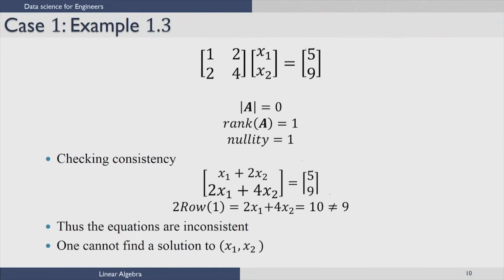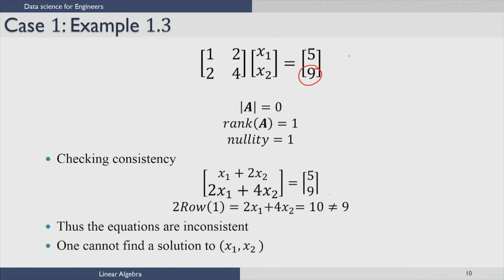Let us look at this example here. This is the same example as the previous case, except for one change. This number has been changed from 10 to 9. In the previous case, we saw that on the left hand side, if I multiply the first equation by 2, I get the second equation. And since in the previous example this number was 10, when I multiplied 5 by 2 I got 10. So, both the equations became consistent and I could drop one equation.